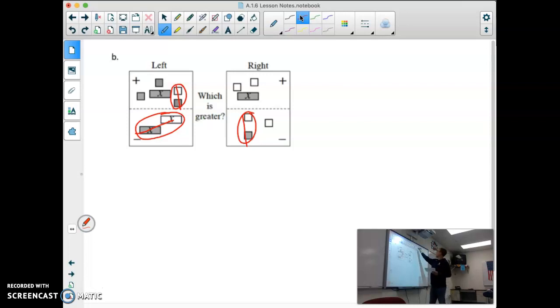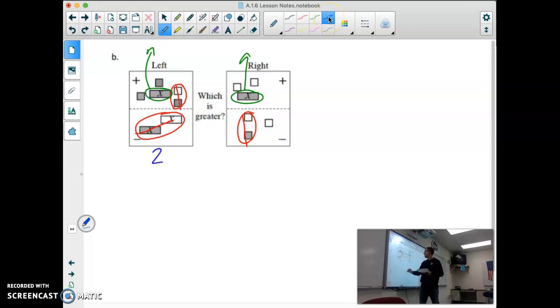Now, something that we have in this one that we didn't before: in the positive region in both the left and the right, we have a positive X tile. So that is a like term in both expression mats, so we can move those out, and it doesn't change the value of what's left. All right, so now that that X tile is moved out of our left, all we have left are our positive 2 unit tiles.